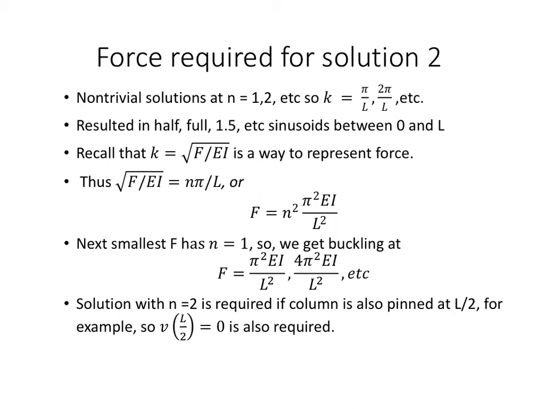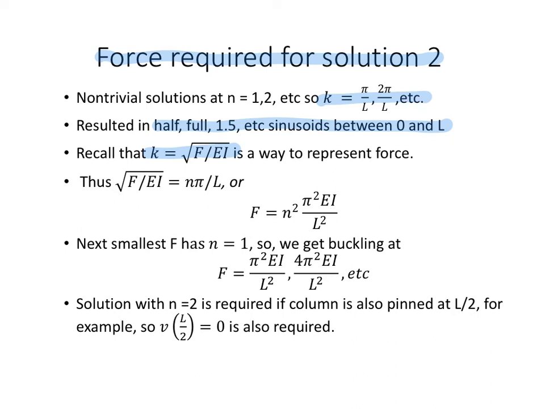So we now want to interpret this to understand the force required for that non-trivial solution, that is the buckling solution. So we see we could have these solutions at various values of n. They result in different numbers of sinusoids between 0 and L. But in all of these cases, k equals the square root of F divided by the flexural rigidity. So that is, the k is a way to represent force. It scales with the square root of force.